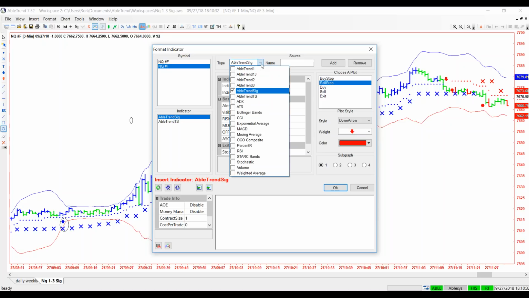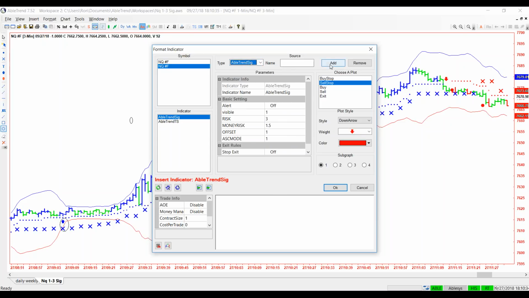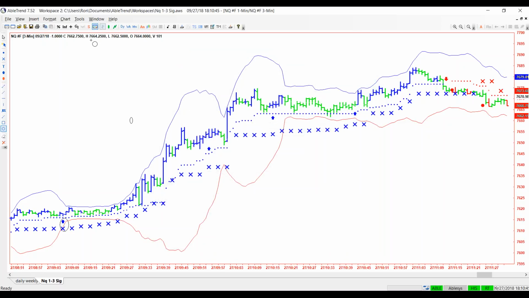So we just add, again, just put a check mark in SIG, click add, sell stop, you make a down arrow, buy stop, you make an up arrow. That's all you have to do. You click OK, you're done. Don't change anything else. Don't mess with anything else. Keep it simple. It's that easy.